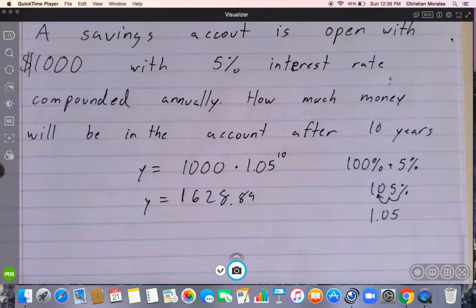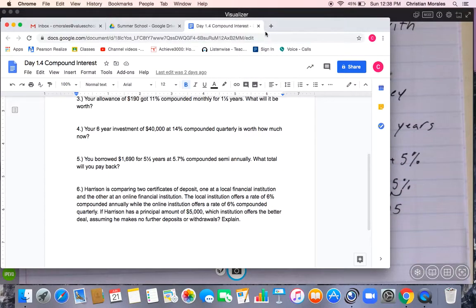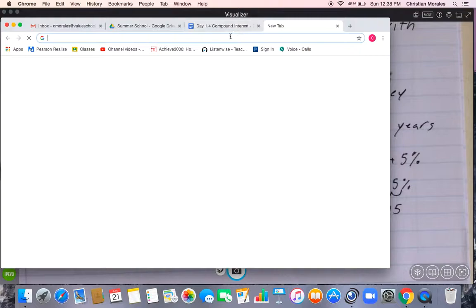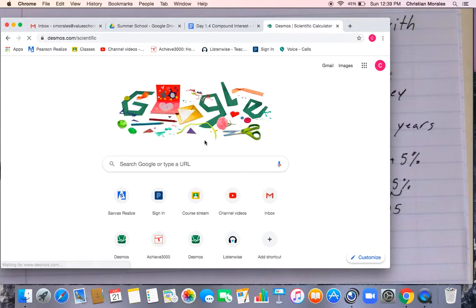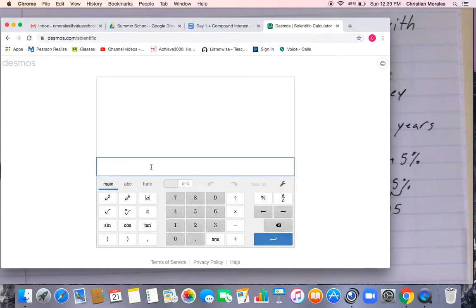Now, when you do this, you can use Desmos. If you go to Desmos, scientific calculator, I recommend you use this one because you can just type in the equation exactly. So you can do what I just did, the 1,000 times 1.05, and then hit this button, and you pick your exponent, 10, and there you go. So this is a good calculator to use if you don't like your phone or if you're not sure exactly how to work with your phone, okay? So that's what I recommend.